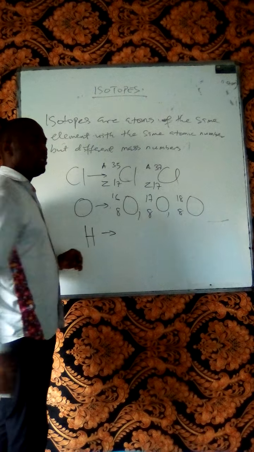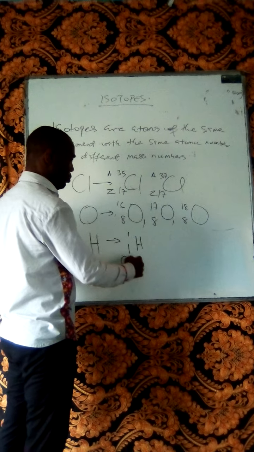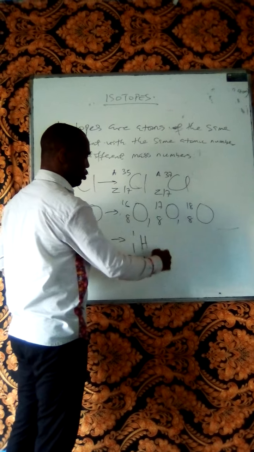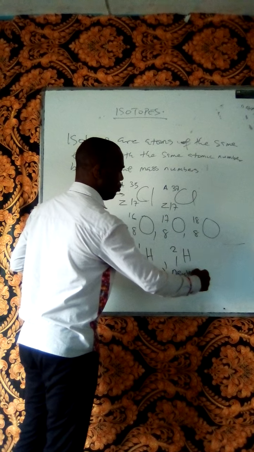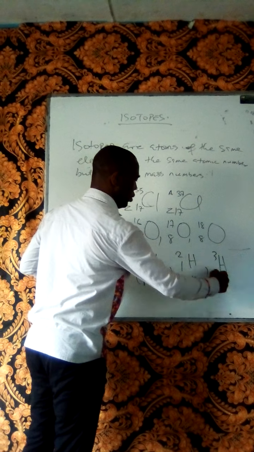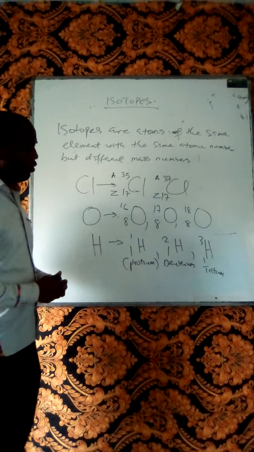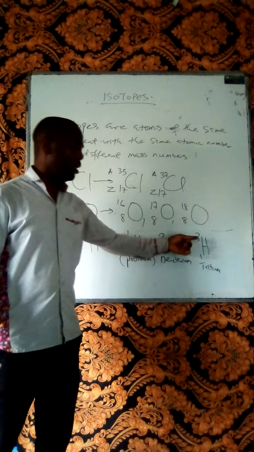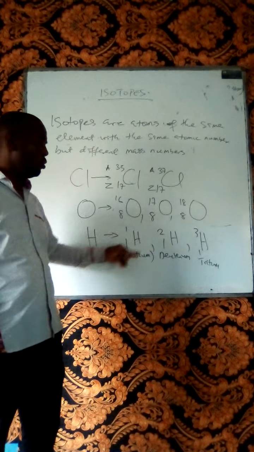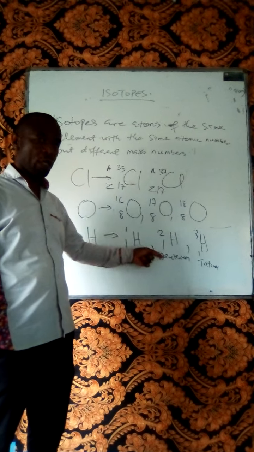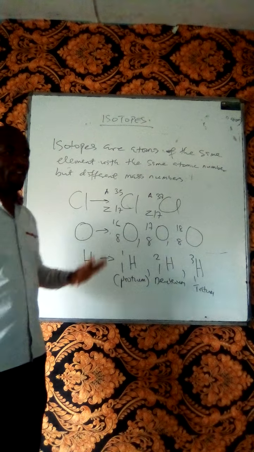Okay, let's look at hydrogen. Hydrogen has also 3 major isotopes. Hydrogen-1, known as protium. Hydrogen-2, known as deuterium. Hydrogen-3, known as tritium. These are types of hydrogen, and you look at them, they also differ in mass number, and also this one has no neutron. 1 minus 1 is 0. This one has 1 neutron. 2 minus 1 is 1. 3 minus 1 has 2 neutrons. So this is the concept of isotopes.